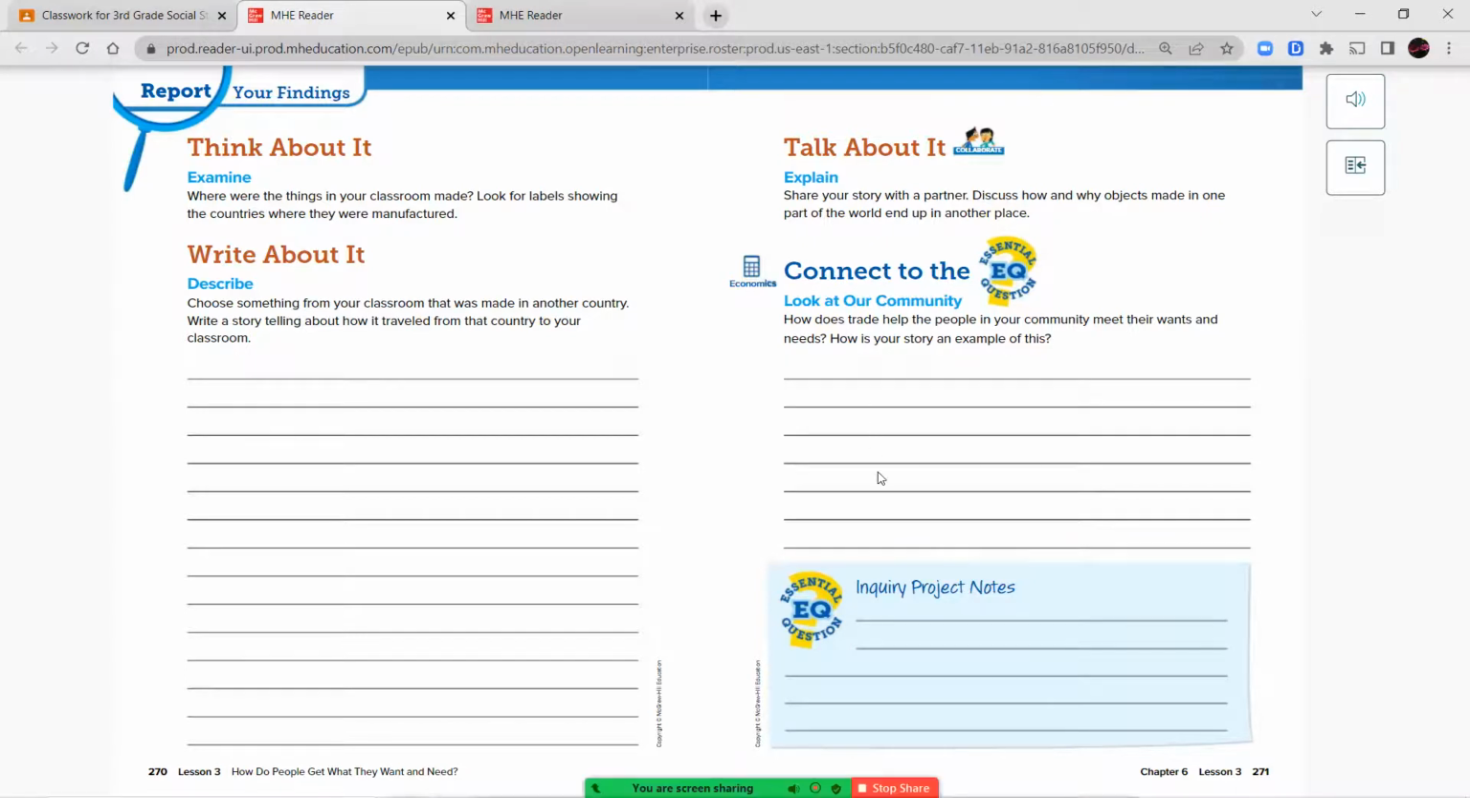Make sure you use a lot of details, neat handwriting all the time, proper punctuation and grammar. Remember to start with a capital letter and check your writing before you turn it in.